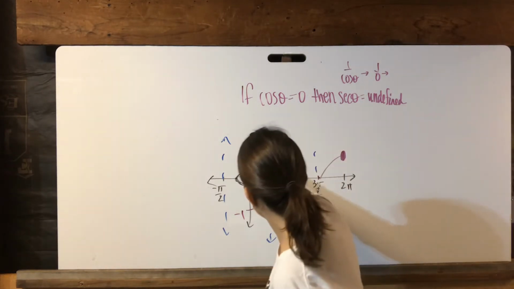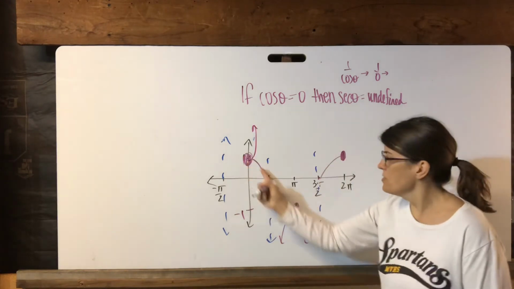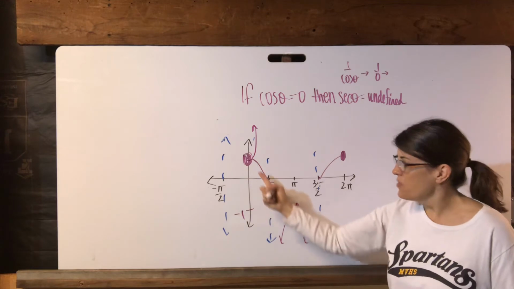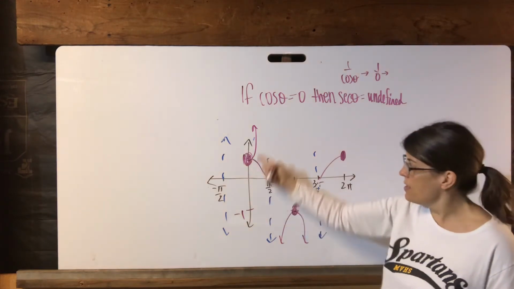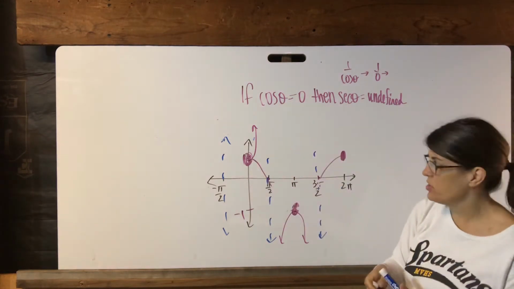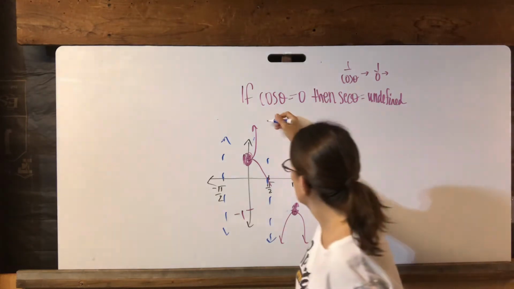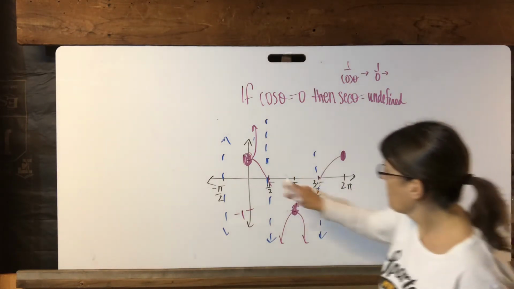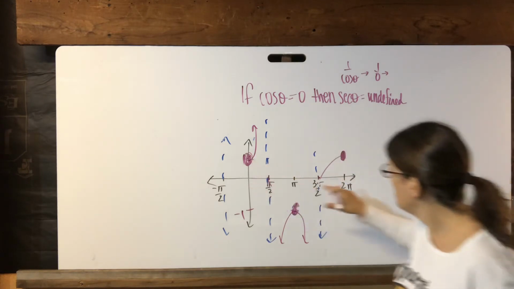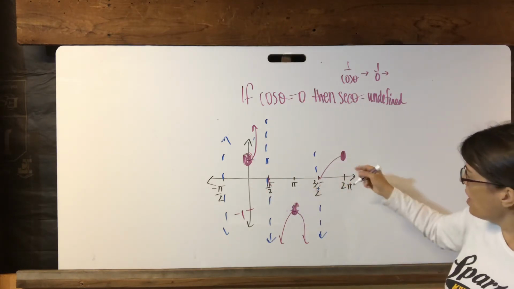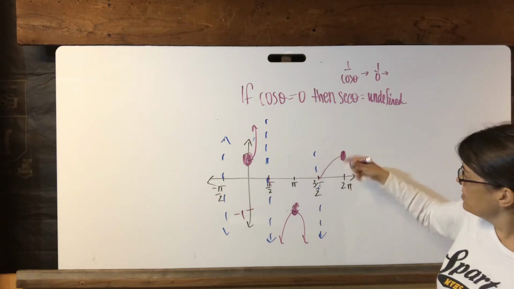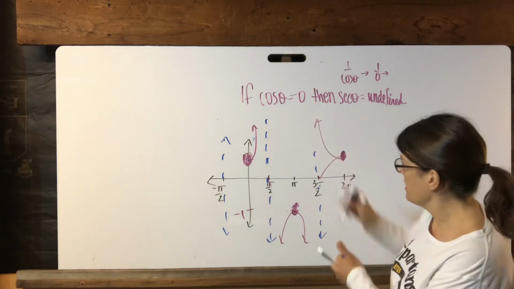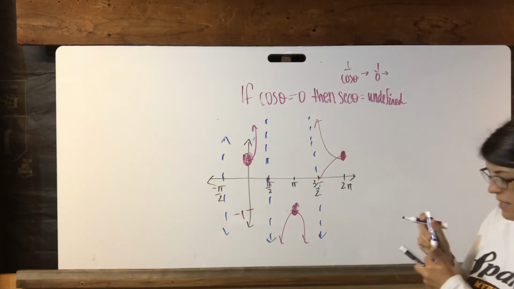Here, the cosine curve goes from 1 down to pi over 2. So the secant curve is going to go from 1, and it's going to approach the asymptote, which I erased. And then from 3 pi over 2 to 2 pi, the cosine curves down. So if you take the reciprocal, if you flip it, it curves up.